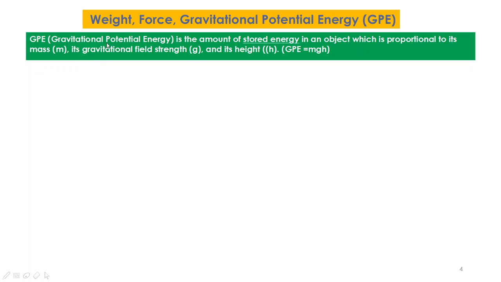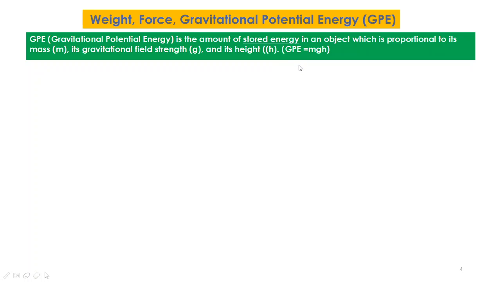force. Now we look into this GPE. Gravitational potential energy is the amount of stored energy in an object, which is proportional to its mass, its gravitational field strength g, and its height.